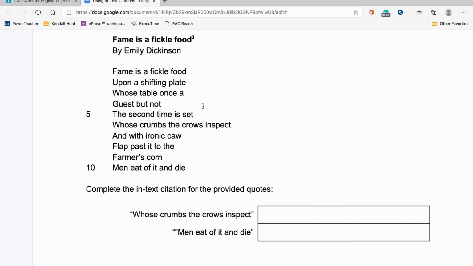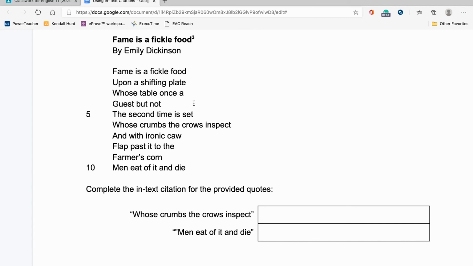So here's one from Emily Dickinson. Fame is a fickle food upon a shifting plate, whose table once a guest, but not the second time is set, whose crumbs the crows inspect, and with ironic caw flap past it to the farmer's corn. Men eat of it and die.